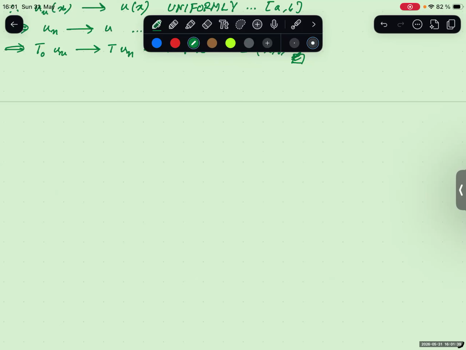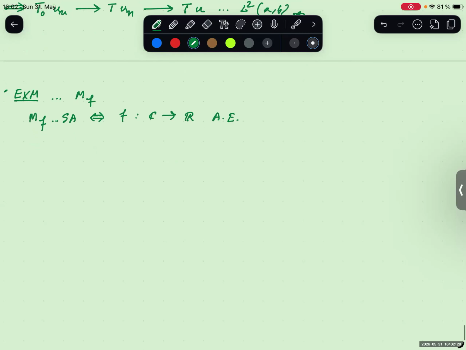Maybe another example. So as before, we discussed the multiplication operator by f, and from the discussion we have seen that the multiplication operator by some function f is self-adjoint if and only if f is a real valued function almost everywhere.